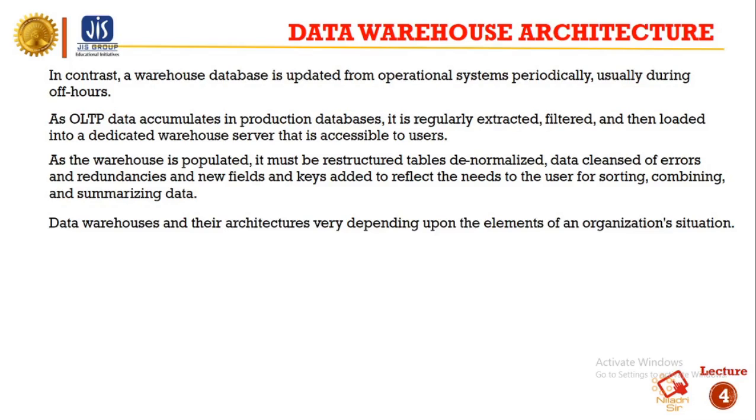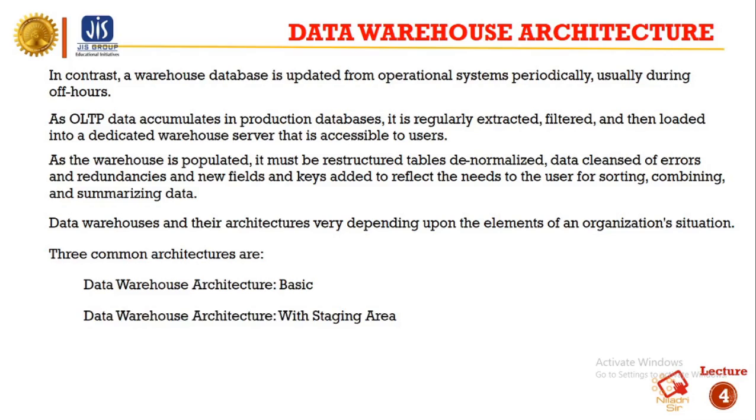Data warehouses and their architectures vary depending upon the elements of an organization's situation. Three common architectures are: data warehouse basic, data warehouse architecture with staging area, and data warehouse architecture with staging area and data marts.